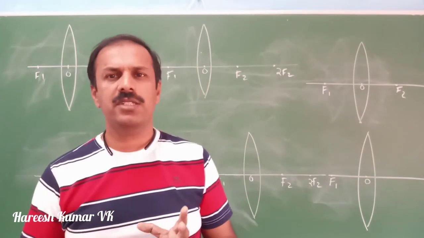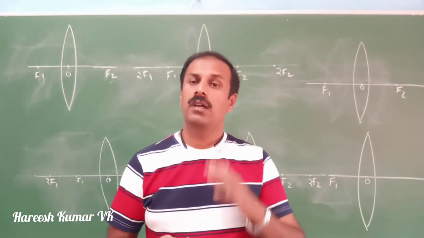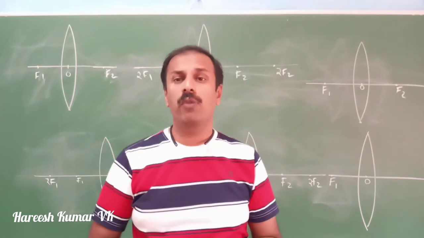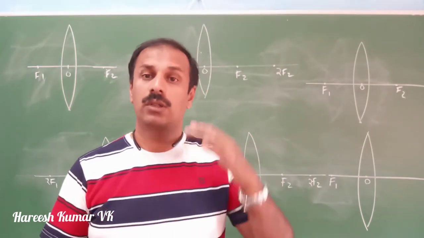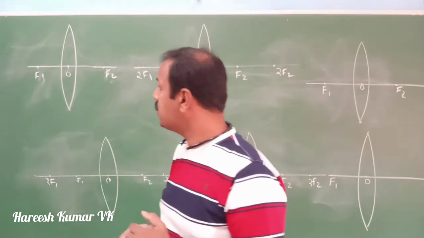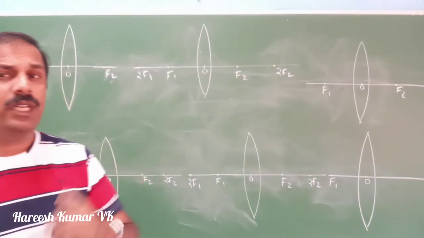Okay, so the first case, just how we did for the mirror, here we are doing for the convex lens. This is similar to what we did for the concave mirror. So the first case is when the object is at infinity.